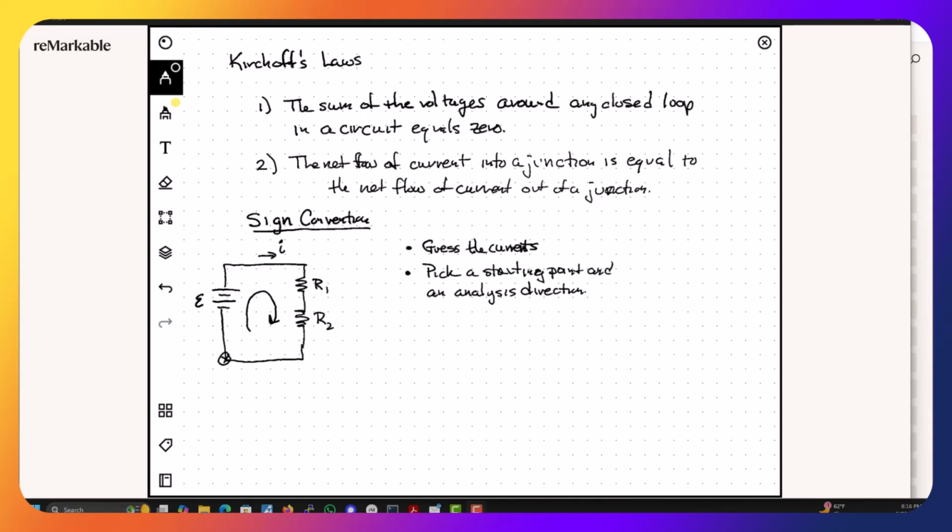And you're going to say, well, why did you pick that loop? And the answer is I could pick a different loop. I could go the opposite direction. It doesn't matter because we're going to follow this sign convention. So you have to guess the currents, label them, and then pick a starting point and identify as many loops as you need. Okay, so now let's talk about the sign convention. The sign convention means we have to assign pluses and minuses to the voltages across each of the components. In this case, it's across the E, across the R1, and across the R2.